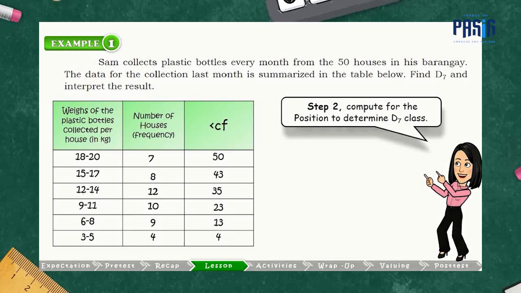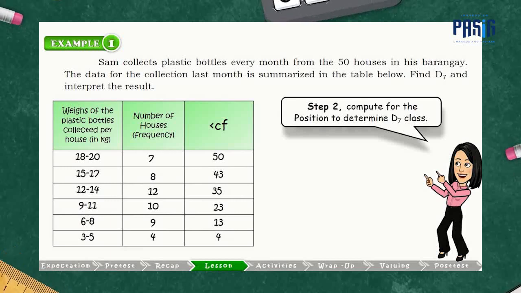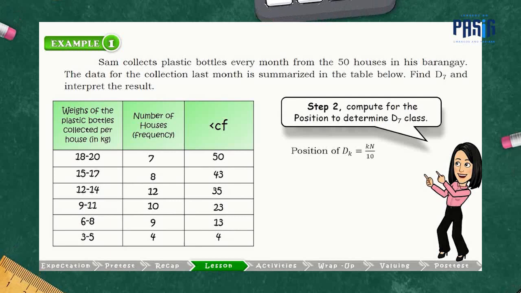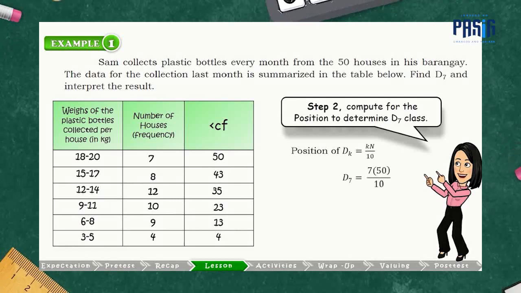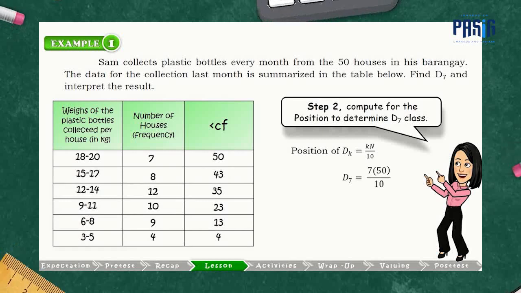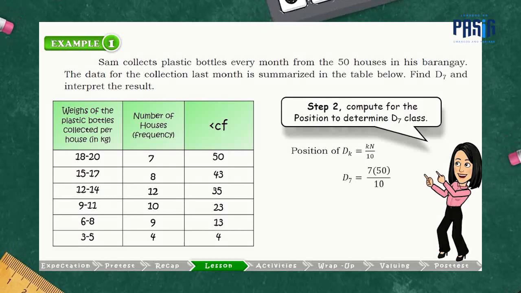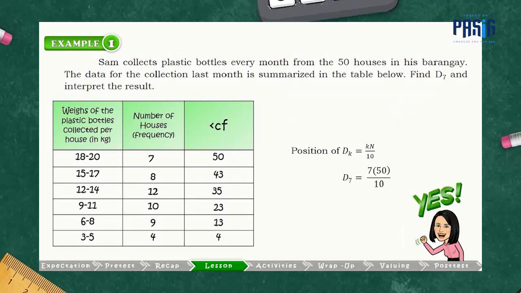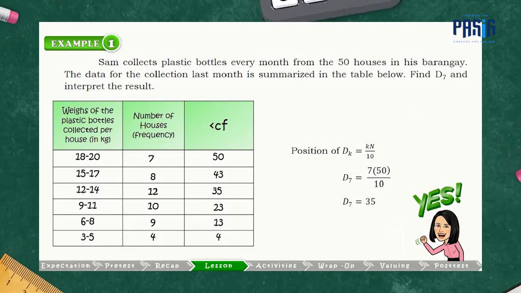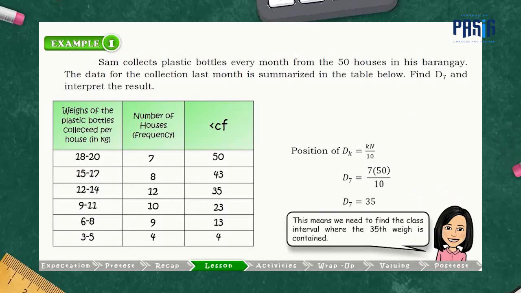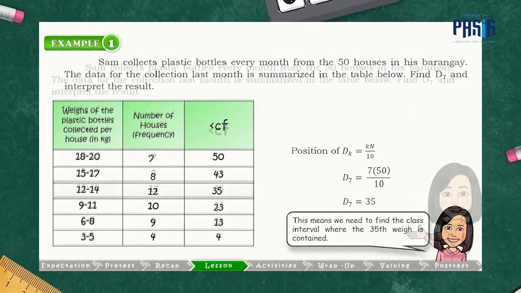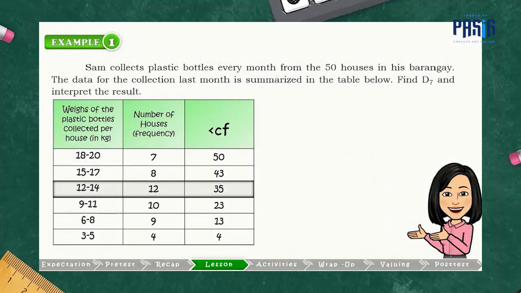Compute for the position to determine the D sub 7 class. Using this formula, we will be able to find where the decile 7 is located. So let's substitute the values of k and n, and that will become 7 times 50 divided by 10. What do you think is the answer? Correct! It's 35. This means we need to find the class interval where the 35th value is contained.